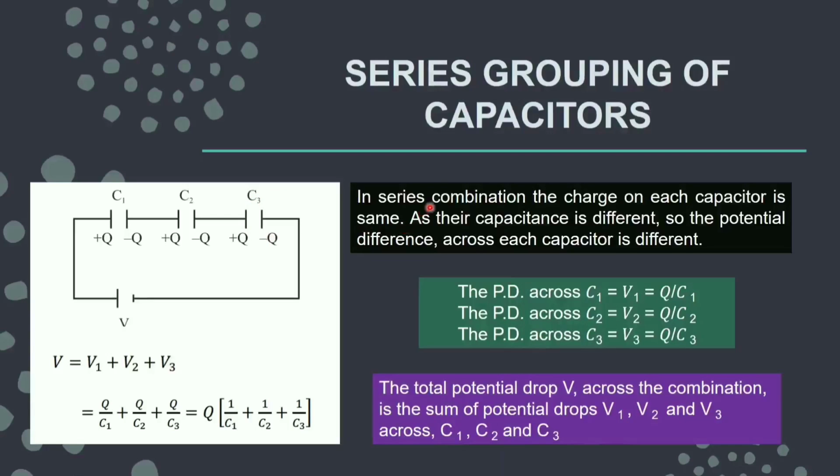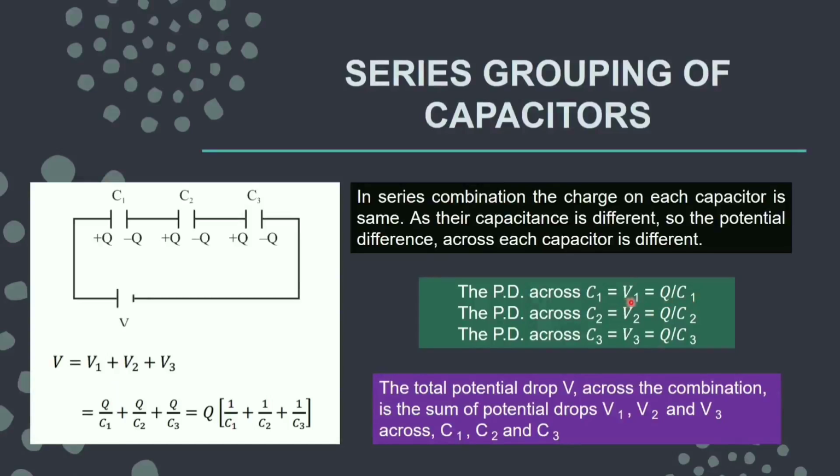This is the key point which you have to keep in your mind: the charge on each capacitor, whenever they are combined in series, is the same, but because their capacitance is different, the potential difference across each capacitor will be different. So you can find the potential difference across the first capacitor, V1, from the basic formula of capacitance, Q equals CV, or V can be written as Q upon C.